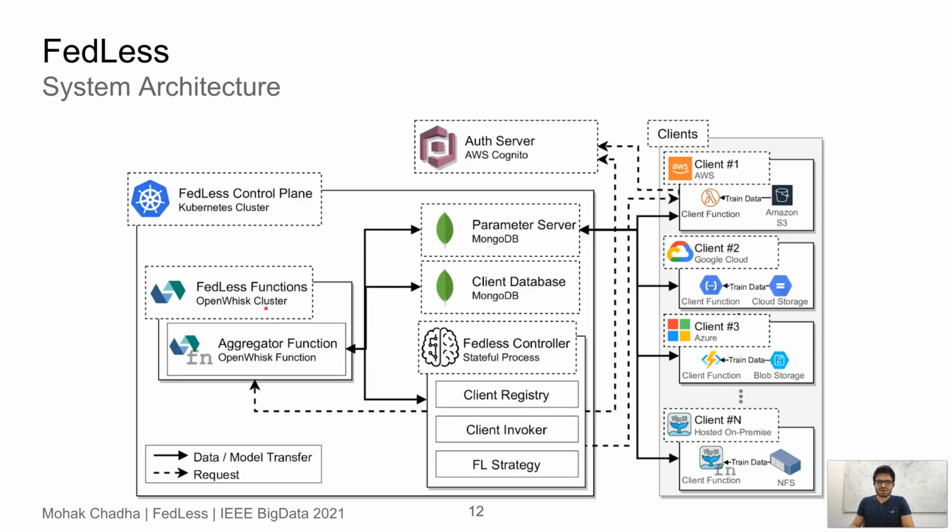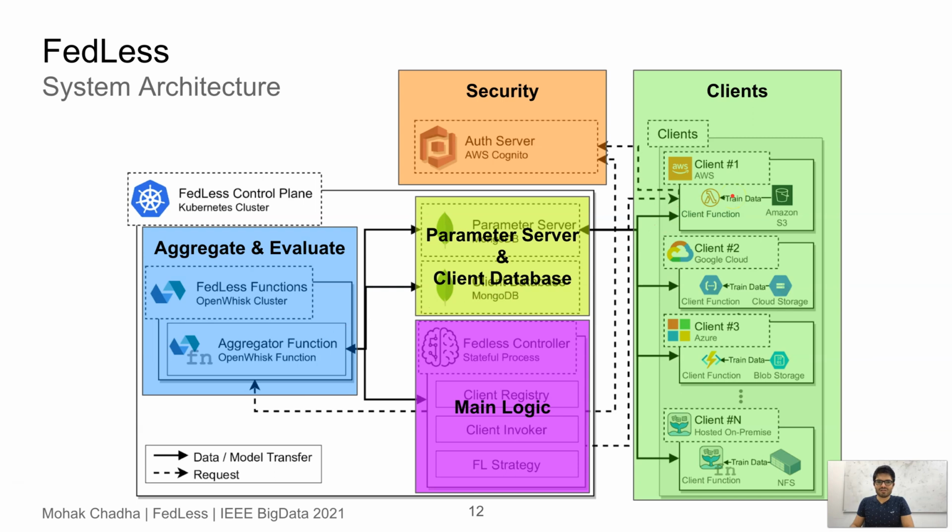The system architecture of FedLess can be grouped into several components. Clients are essentially serverless functions which get their data from an S3 bucket or a mounted network drive. The controller is a stateful process which manages and monitors the entire training cycle. The parameter server is MongoDB. We chose it because of its reliability, replication support, and creation of RBAC rules. The aggregator implements the FL strategy, in this case the federated averaging algorithm, which updates the model weights.